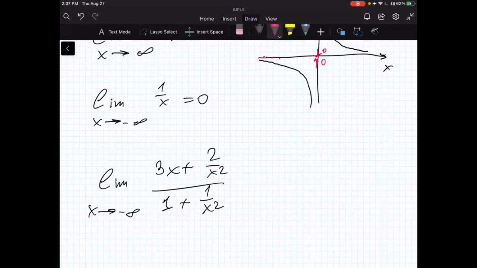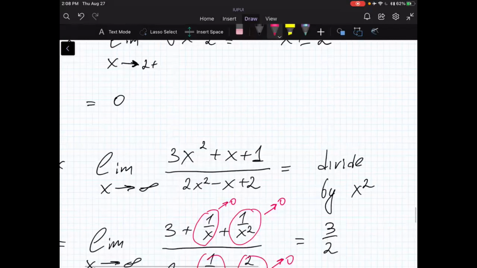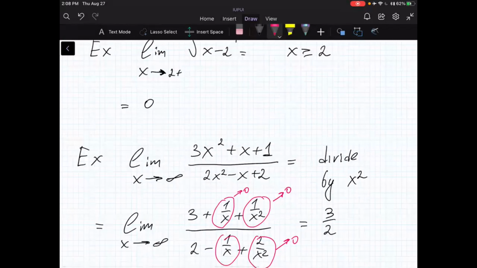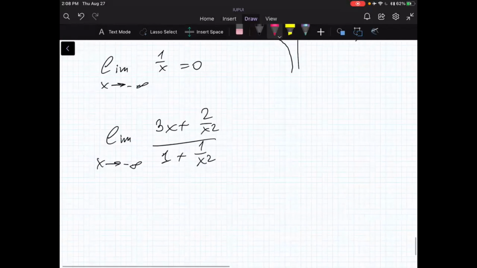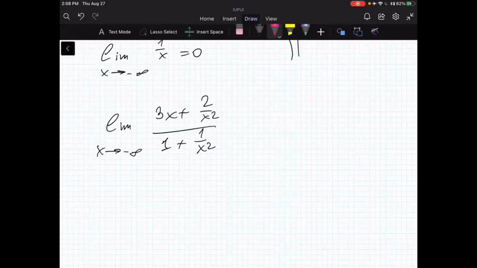Here's the trick. In general, when you see that the degree of the numerator and denominator is the same, like in the example that we did, then you should divide by the highest degree, and that will give you the right answer. If the degree of the denominator or the degree of the numerator is bigger than the other, then the limit is either 0 or infinity. That's what we'll see in this case, just in a moment.